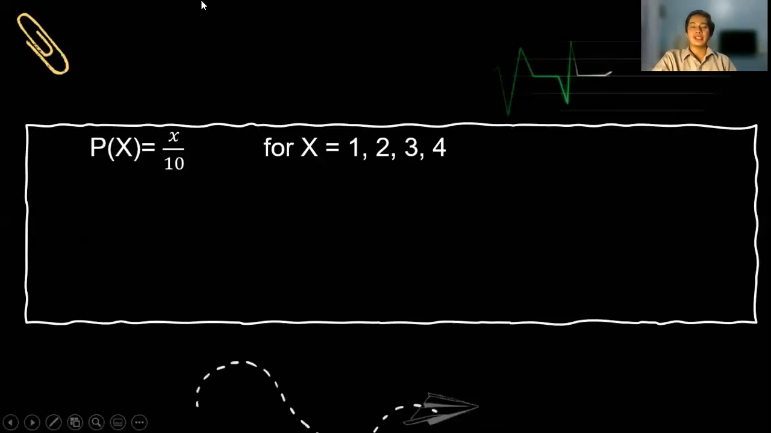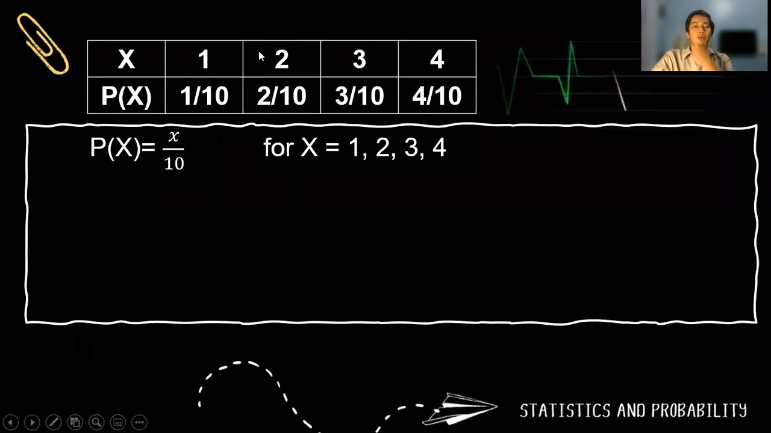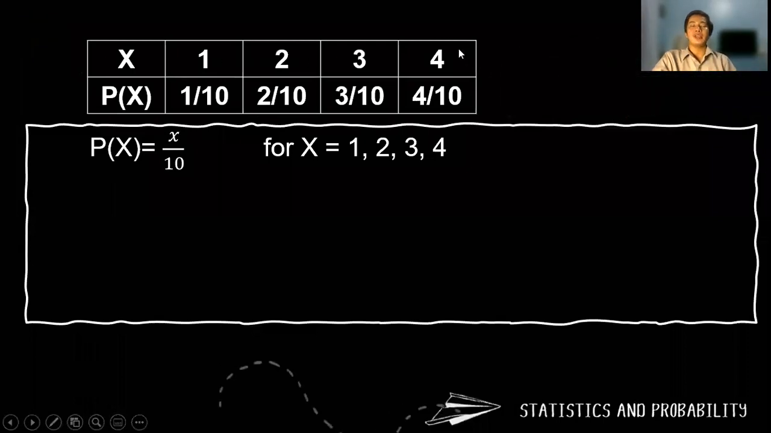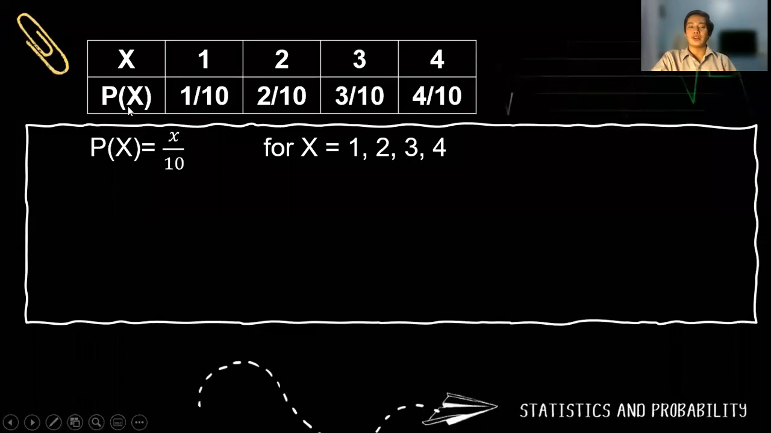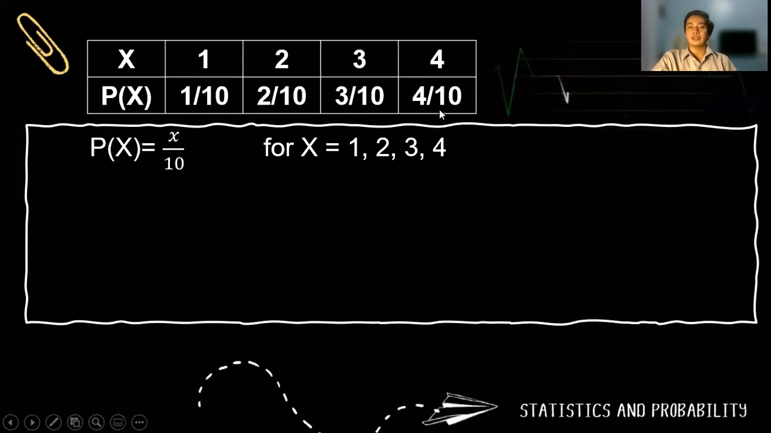Let's have this example. We let the probability of the random variable x be equal to x over 10, and the values of x are 1, 2, 3, and 4, respectively. Plotting them on the table of values, we have 1, 2, 3, 4 for the random variable, and for their corresponding probabilities of the random variable x, we have 1 over 10, 2 over 10, 3 over 10, and 4 over 10, respectively.